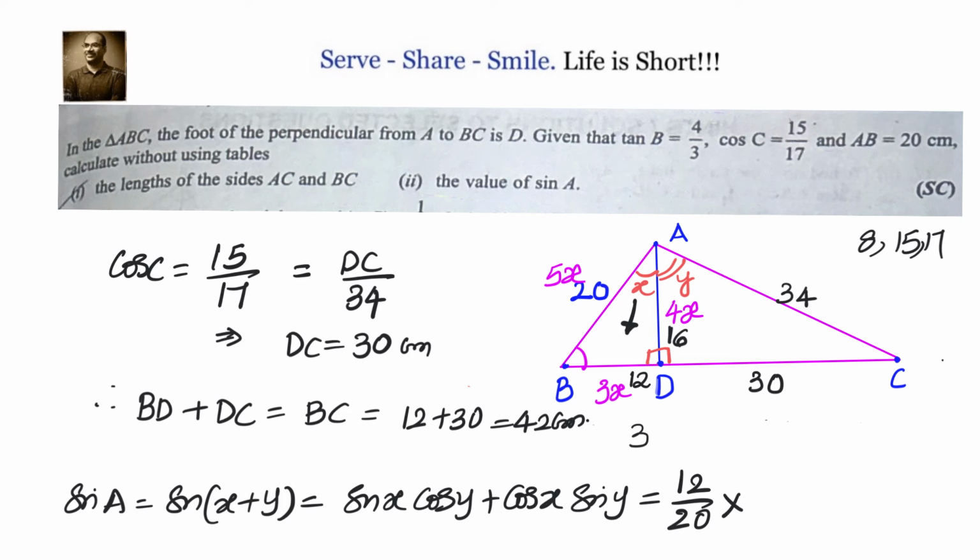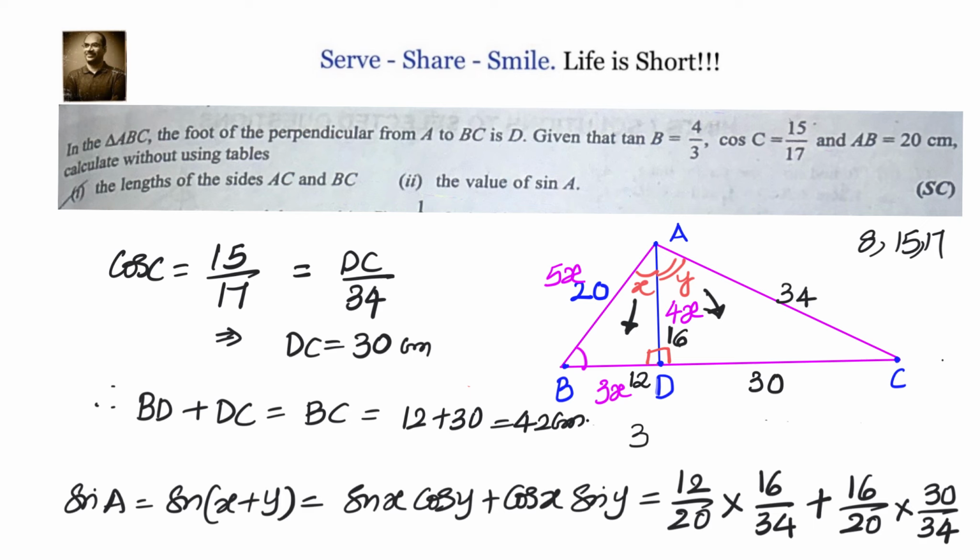cos y, looking from here, adjacent is 16 and hypotenuse is 34, plus cos x sin y. Cos x will be, adjacent side will be 16 divided by 20, multiply with sin y, looking from y, opposite will be 30 and hypotenuse will be 34.